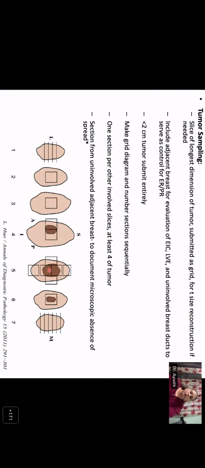And you also have to submit at least one full grid of the largest cross section. And if the tumor is present in additional slices, then at least one section from the additional slices, with a minimum of at least 4 sections of the tumor. If the tumor is less than 2 centimeters in size, you should submit it entirely.